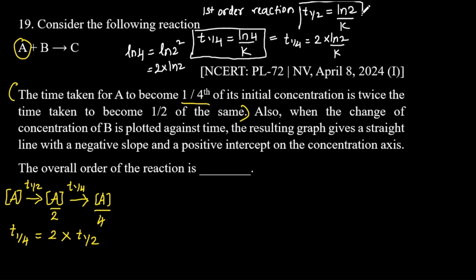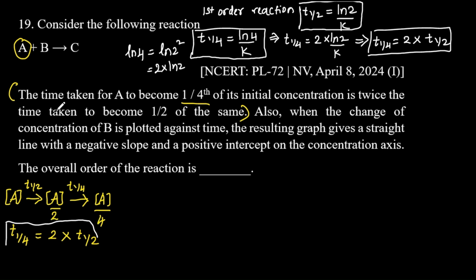So already at first we wrote that what is ln 2 by K? Ln 2 by K is T half. So we can substitute that. So T 1 by 4 is equal to 2 into T half. So this is what is given in the question also. So now we can tell that A is first order. So the order of the reactant A is first order.